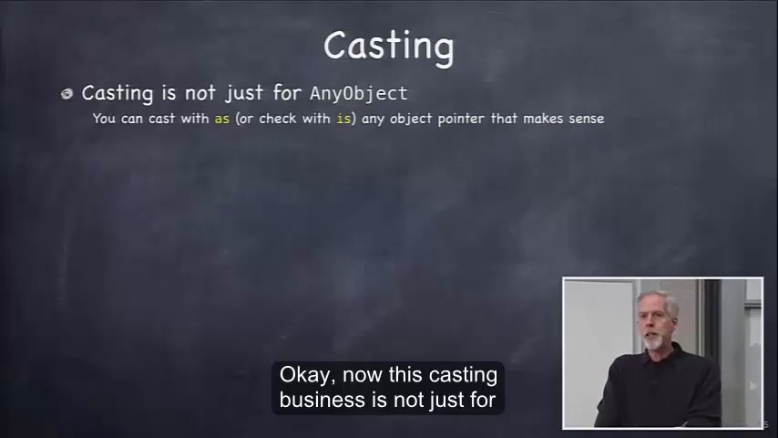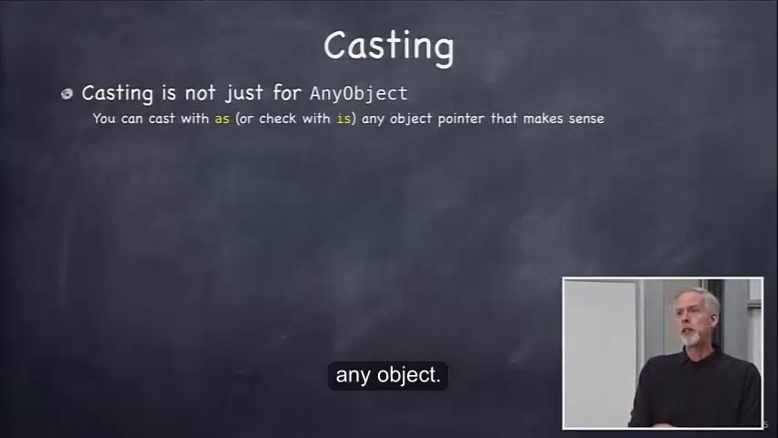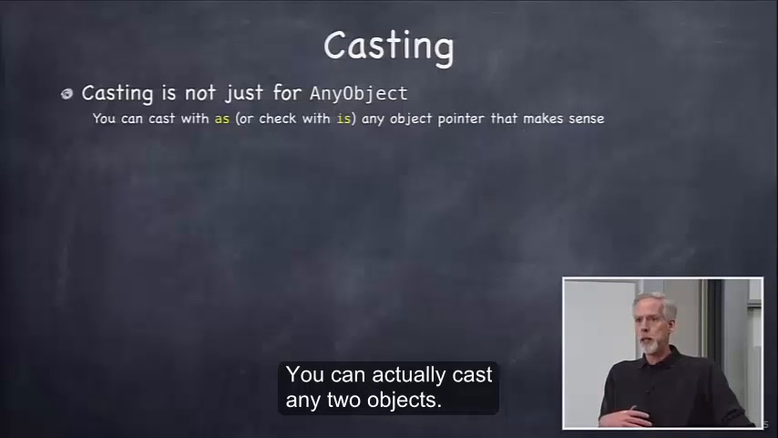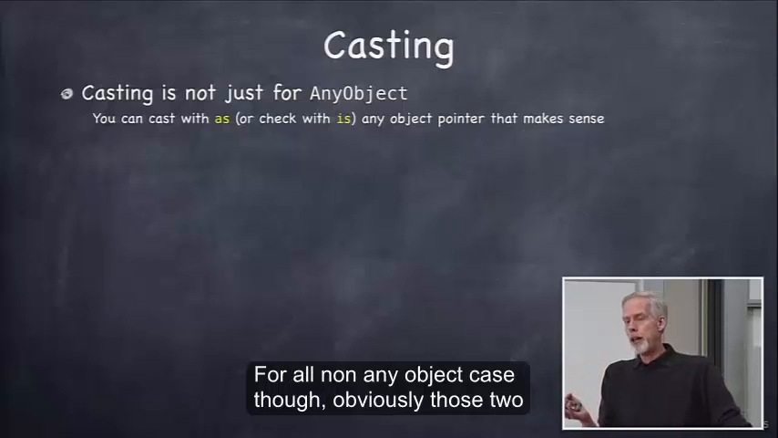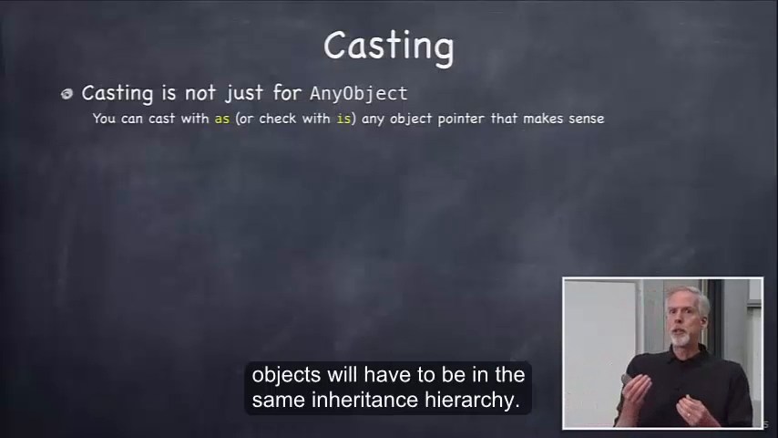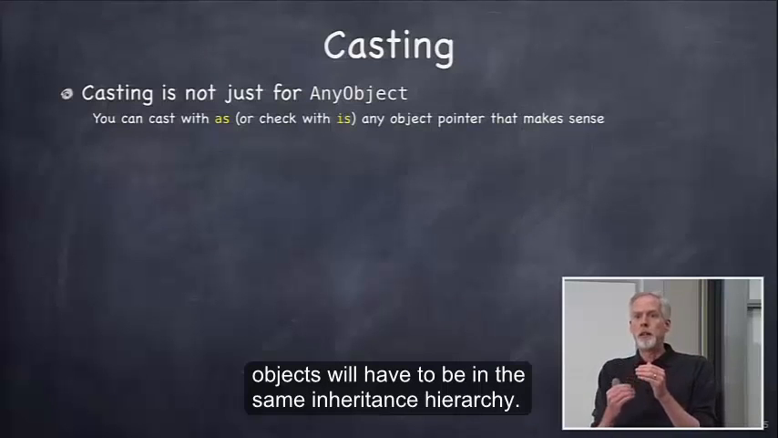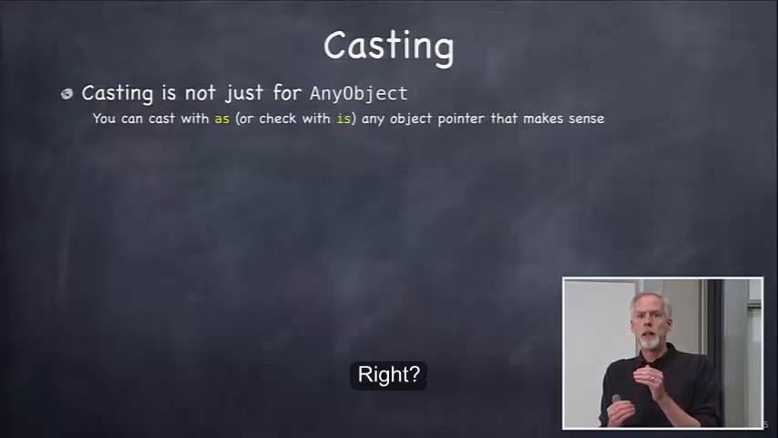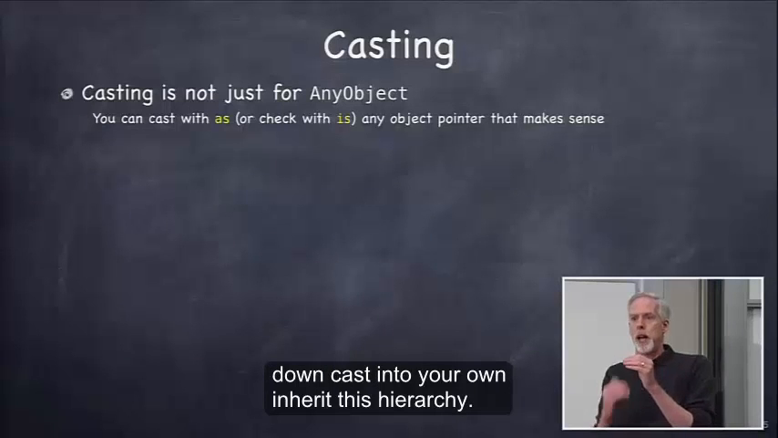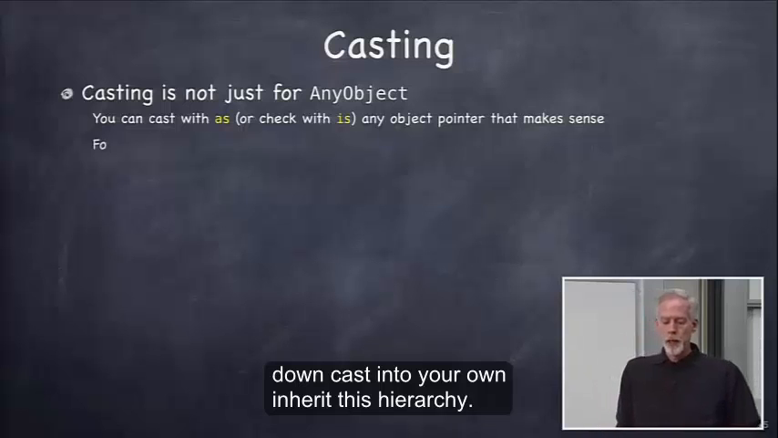Okay, now this casting business is not just for any object. You can actually cast any two objects. For all non-any object case, though, obviously those two objects would have to be in the same inheritance hierarchy, right? You can only cast down, downcast into your own inheritance hierarchy.